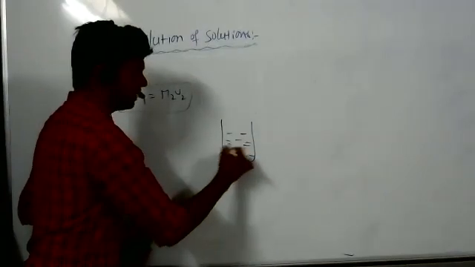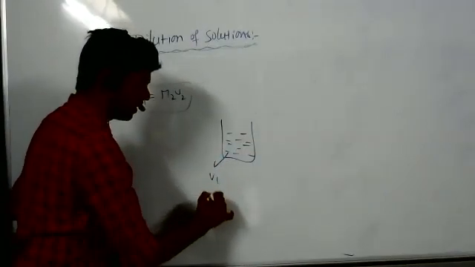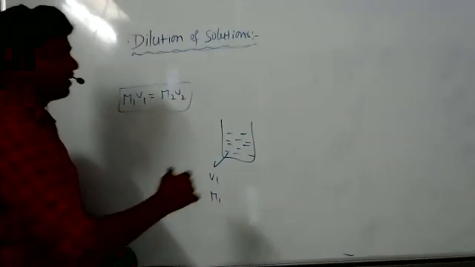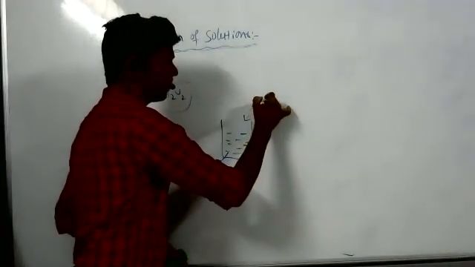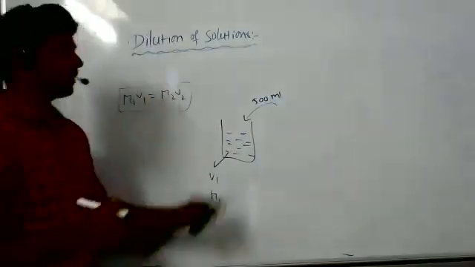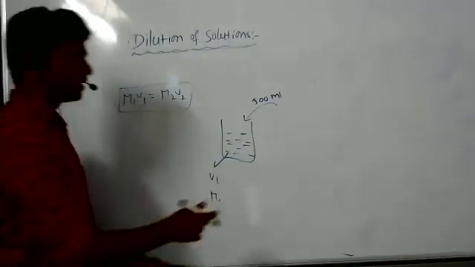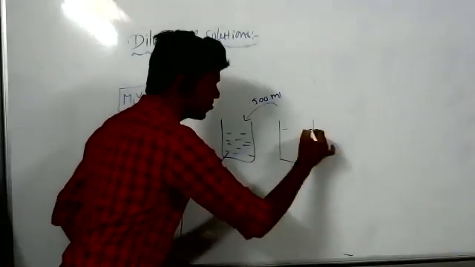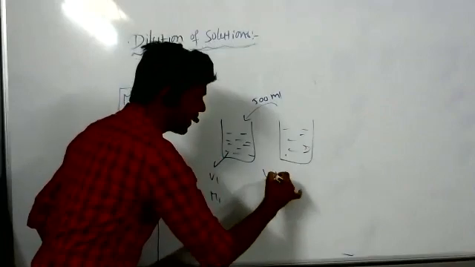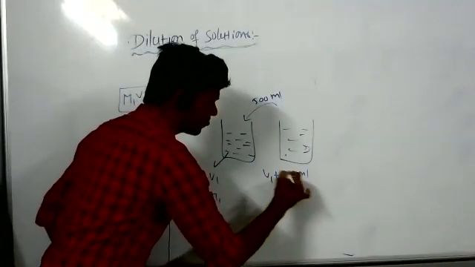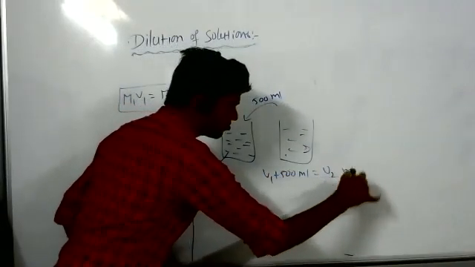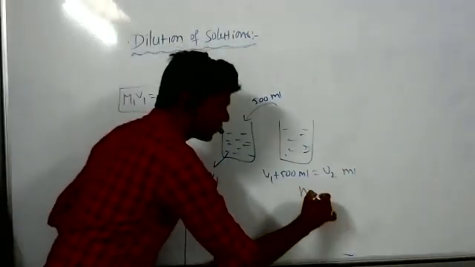This volume is V1. Molarity is M1. Suppose to the solution I am adding 500 ml water. Then the volume of the solution must increase. So the volume of the solution becomes V1 plus 500. So that means V2. And what is the concentration? M2.